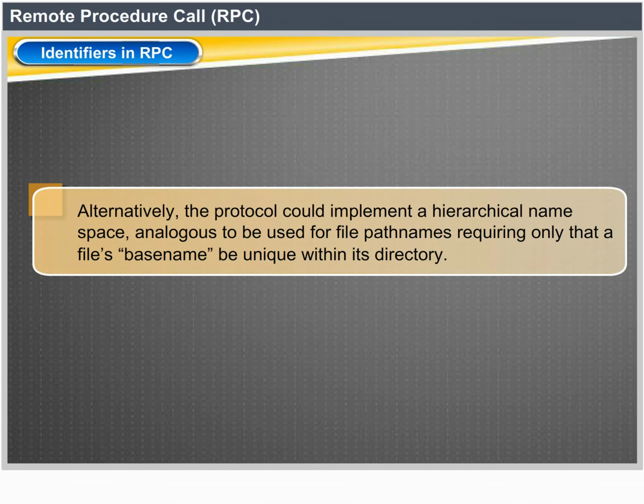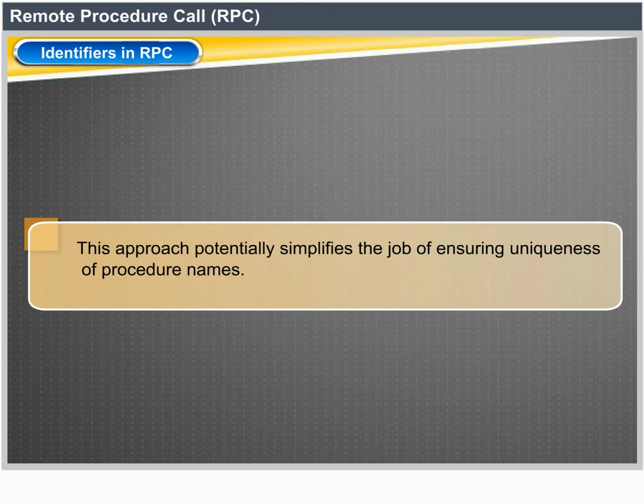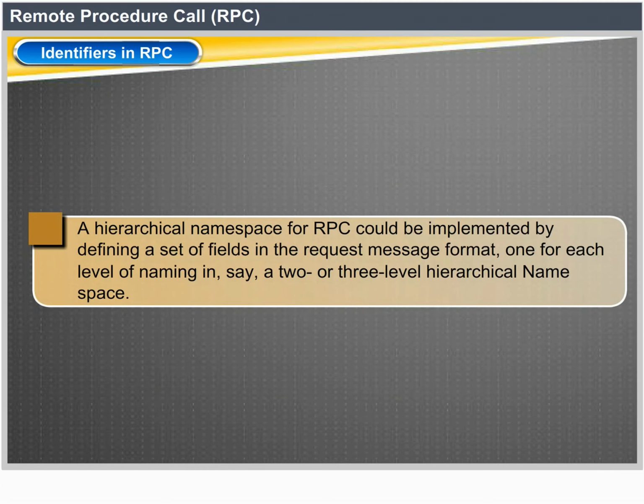Alternatively, the protocol could implement a hierarchical namespace analogous to that used for file path names, which requires only that a file's base name be unique within its directory. This approach potentially simplifies the job of ensuring uniqueness of procedure names. A hierarchical namespace for RPC could be implemented by defining a set of fields in the request message format, one for each level of naming in, say, a 2 or 3 level hierarchical namespace.